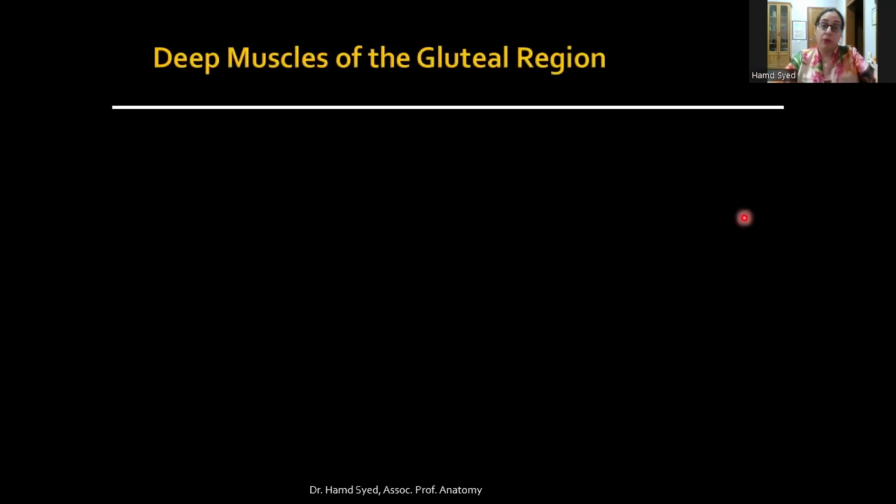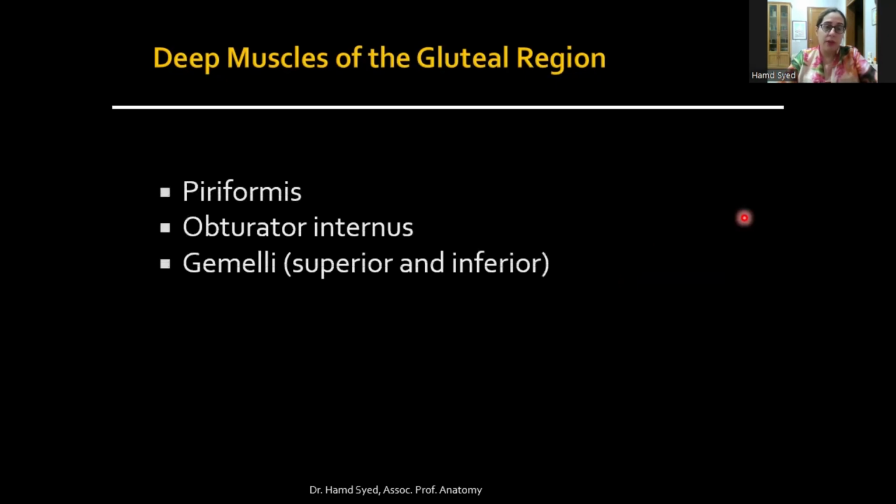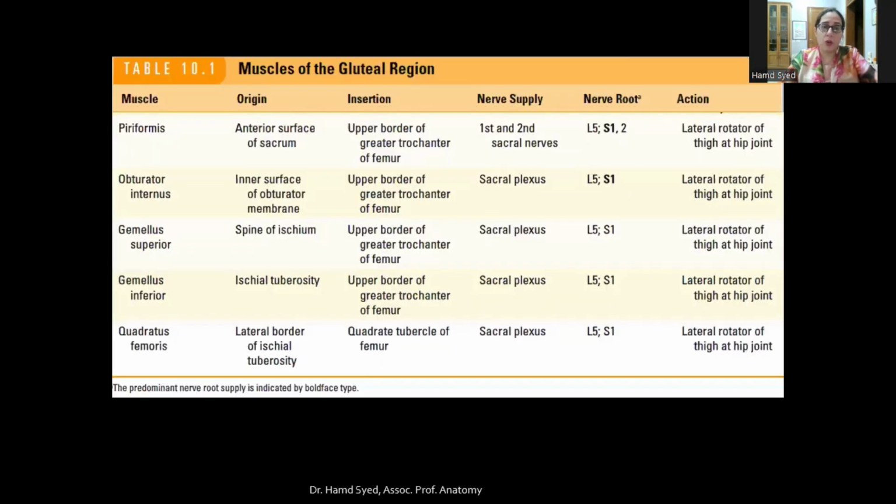Now let's come to the deep muscles of the gluteal region. These are piriformis, obturator internus, the two gemelli muscles, and quadratus femoris. So let's look at their origin. The piriformis is originating from the anterior surface of the sacrum, and we saw it passes through the greater sciatic foramen. It is going to be inserted into the greater trochanter of the femur.